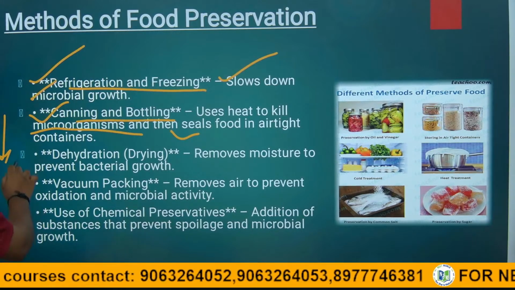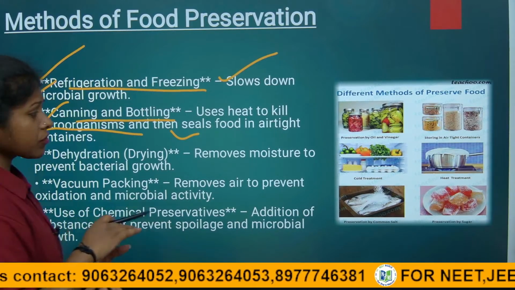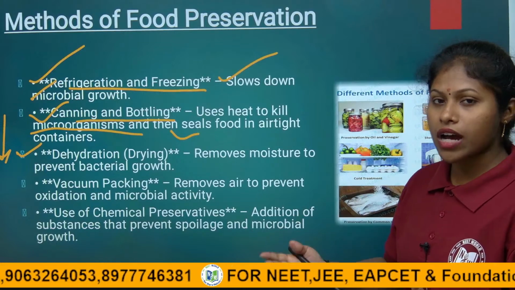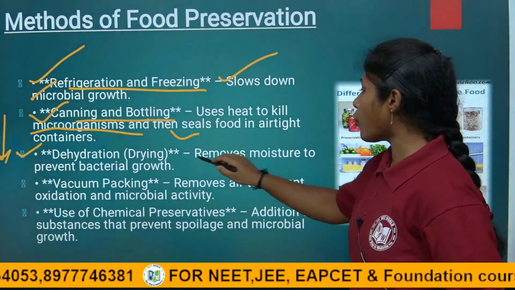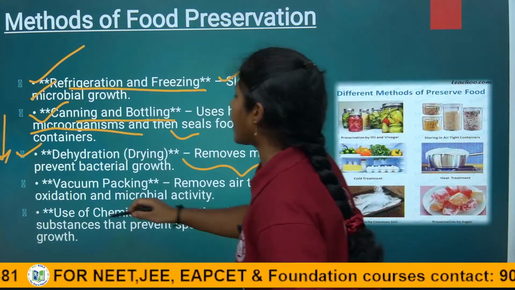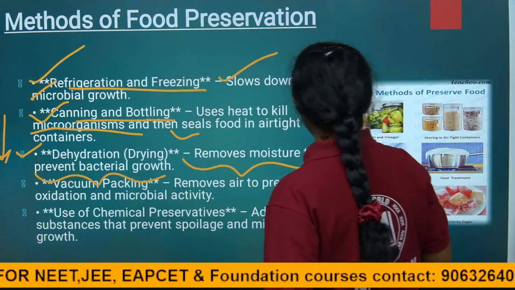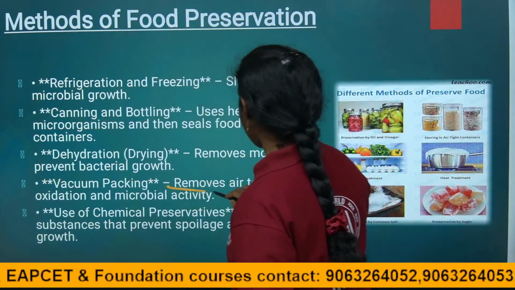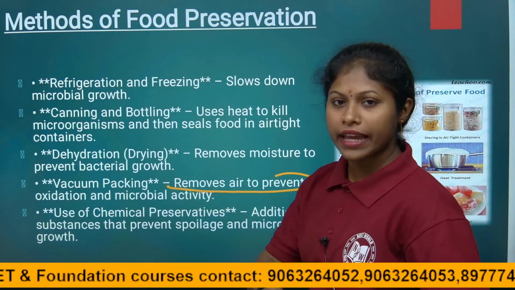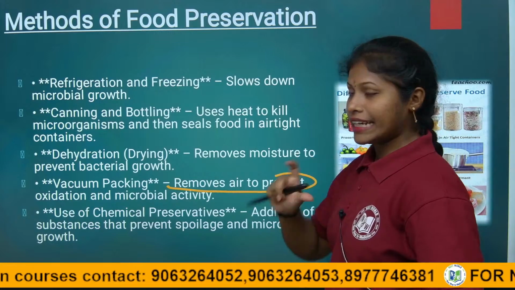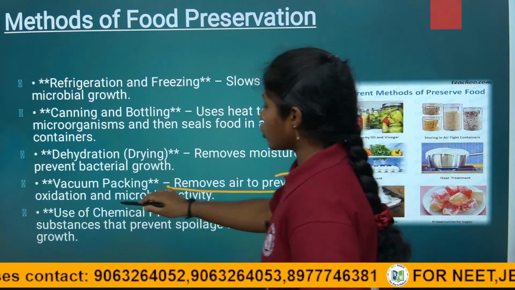And dehydration: when we dry food under the sun for many hours, it removes the moisture from the food, thereby preventing bacterial growth. It mostly happens with fish. Coming to vacuum packing, it totally removes the air from the food, then packs it tightly. It also reduces microbial activity.